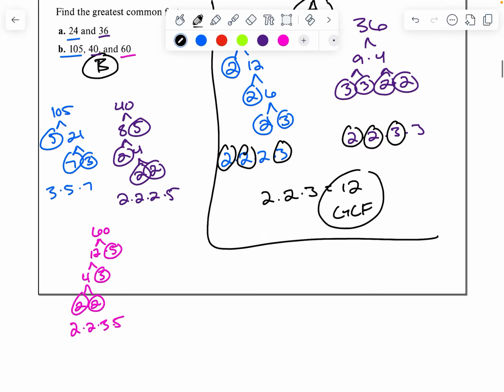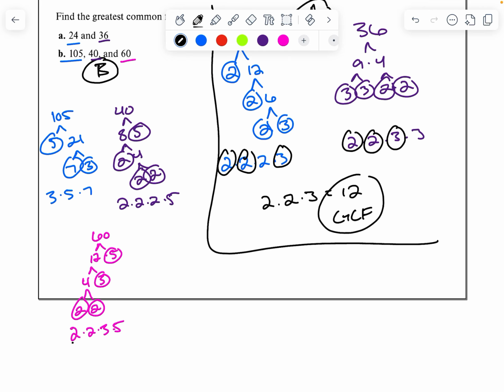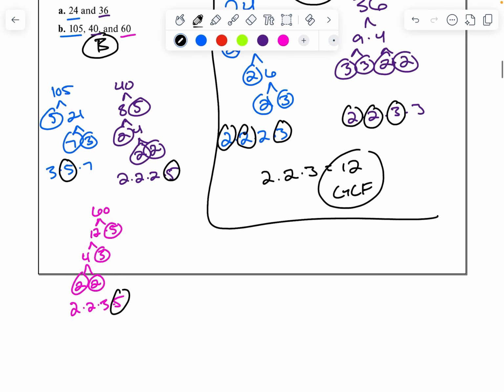Now between all three of those, do I have a 2 in common? Nope, that blue item does not have a 2. What do they all have in common? They all have a 5. And let's look for anything else. There's not a 2 in common, there's not a 3 in common. So my GCF here is just 5. 5 is the biggest number you could divide all three of those items by.